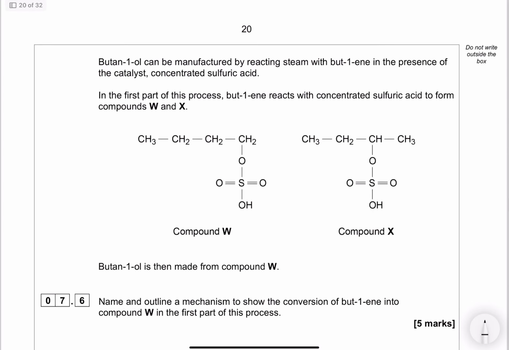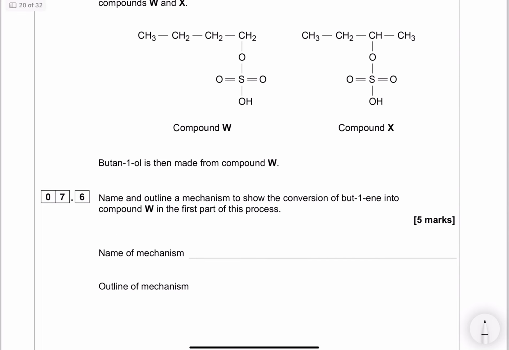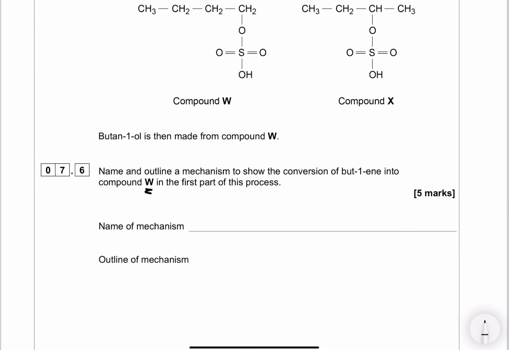And then butan-1-ol can be manufactured by reacting steam with but-1-ene in the presence of the catalyst concentrated sulfuric acid. In the first part of this process, but-1-ene reacts with concentrated sulfuric acid to form W and X. Butan-1-ol is then made from W. Name and outline the process for the conversion of but-1-ene into W in the first place. So this is a reaction of an alkene. This will be an electrophilic addition.